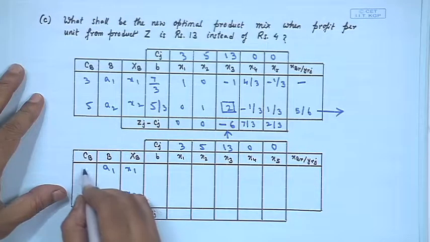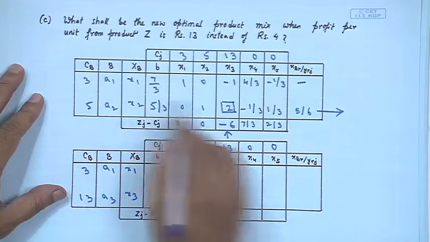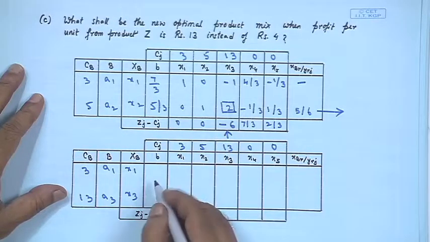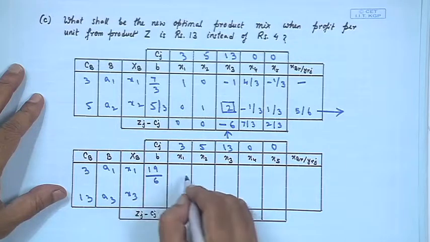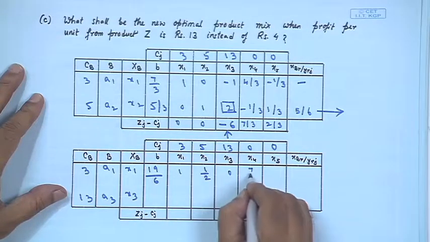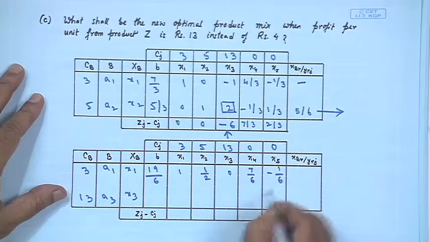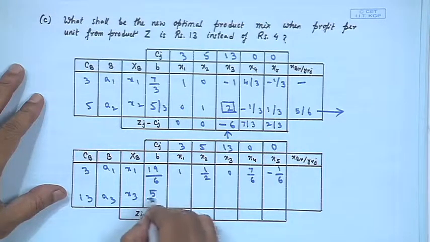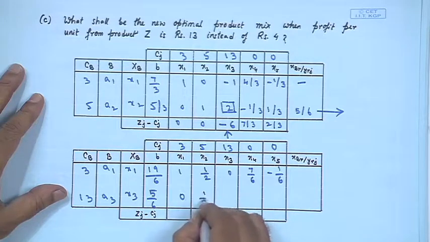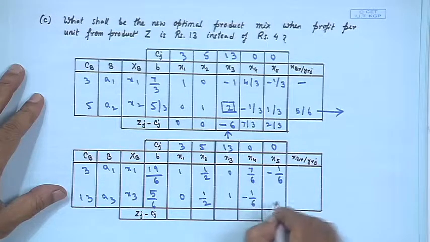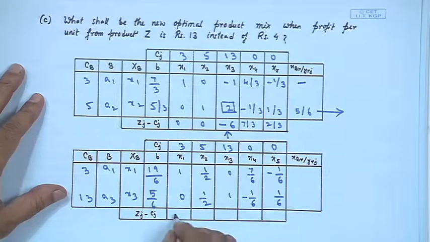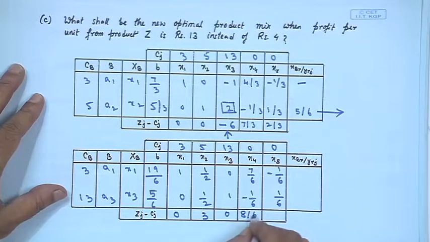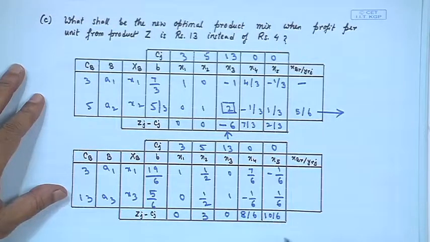Here it will come 3 and 13. Again I am writing this; I have to make this 1 and this 0. So, this will be 19 by 6, 1, half, 0, 7 by 6 and minus 1 by 6. This will be 5 by 6, 0, half, 1, minus 1 by 6 and 1 by 6. If you calculate zj minus cj, you will find 0, 3, 0, 8 by 6 and 10 by 6. Therefore, your zj minus cj is greater than or equal to 0 for all j.